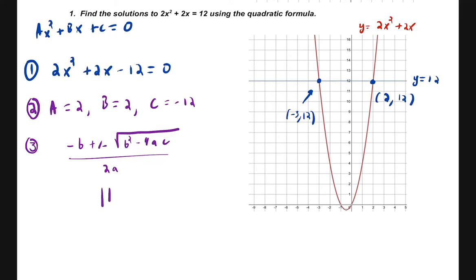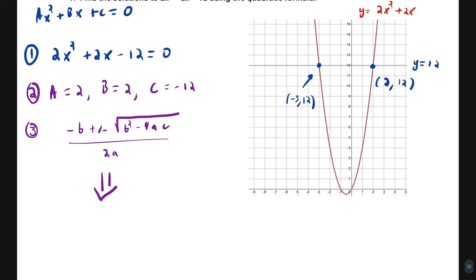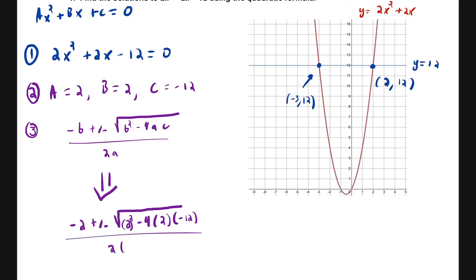If we take this and write in the a, b, and c, negative b is negative 2, plus or minus the square root of b squared, so 2 squared, minus 4. I like to put a parenthesis around that to remind myself if it's negative, I've got to square the negative as well. a is 2, c is negative 12. All of that over 2 times a, which is 2. So we just keep working this out.